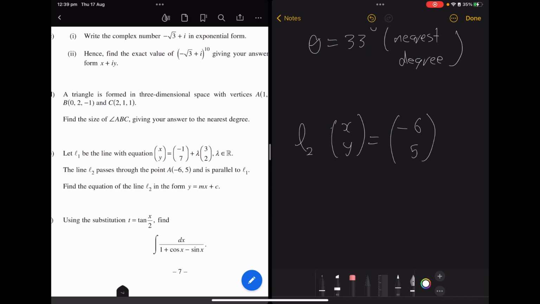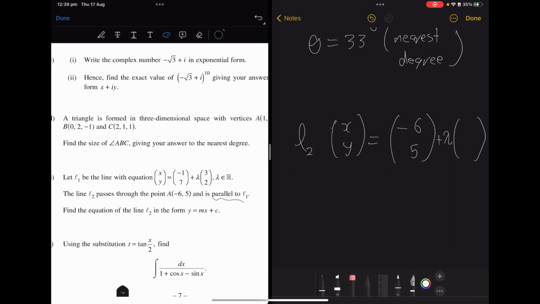So next is the direction vector. So what's the direction that it's going through? Since it's parallel to L1, it says right there, parallel to L1. That means it has the same direction vector as L1. So the direction vector is (3, 2). So we write (3, 2). And hence we can write L2 as the line with equation (x, y) = (-6, 5) + lambda (3, 2).